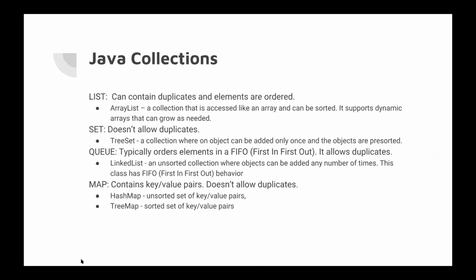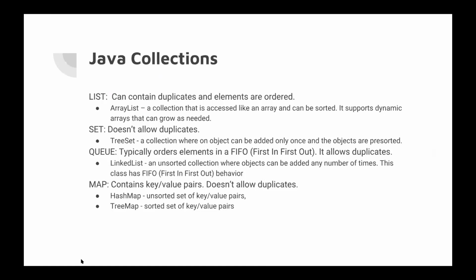In a queue, typically the elements are ordered first in, first out, and it allows for duplicates. And a queue, because it is an interface, we can't instantiate it, but we can use a linked list, which is an unsorted collection where objects can be added any number of times. And this class usually also sorts itself in a first in, first out behavior. And we can also use a priority queue, which will assign priority to the queue.